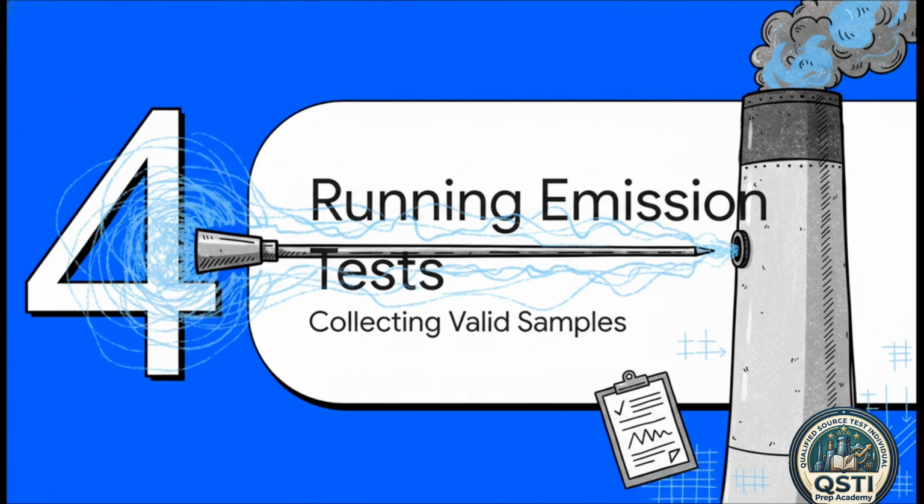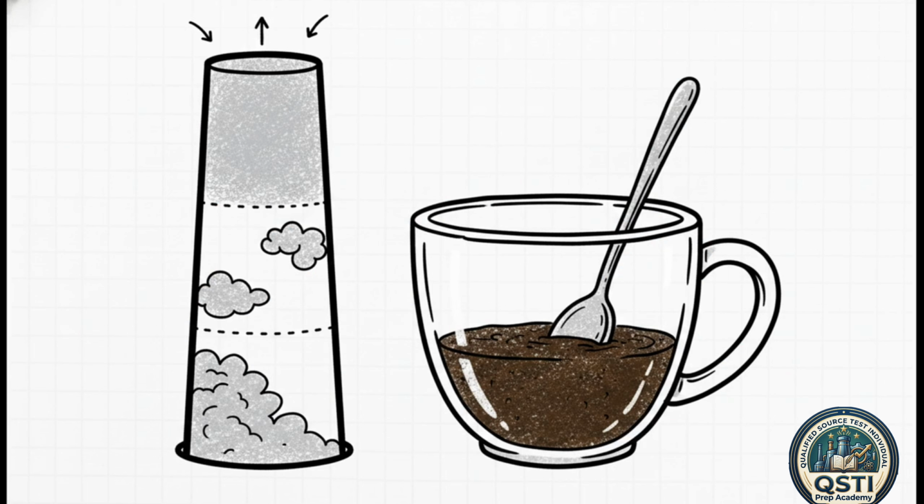With all of our rigorous calibrations passed and documented, we can finally insert the probe into the stack to run the actual test. But of course, we can't just stick it anywhere and hope for the best. Unless your stack is extremely small, like less than 4 inches in diameter, you first have to do a stratification test. Think of a poorly stirred cup of coffee where all the sugar sits at the bottom.